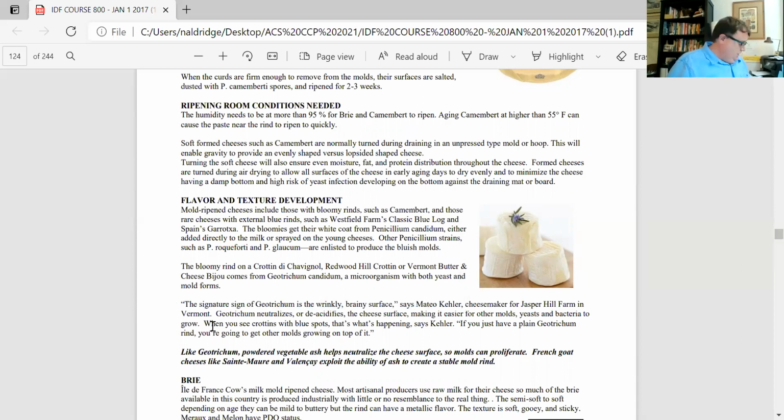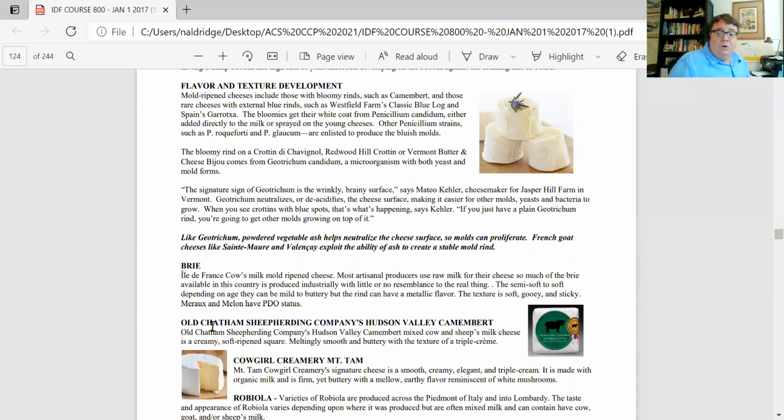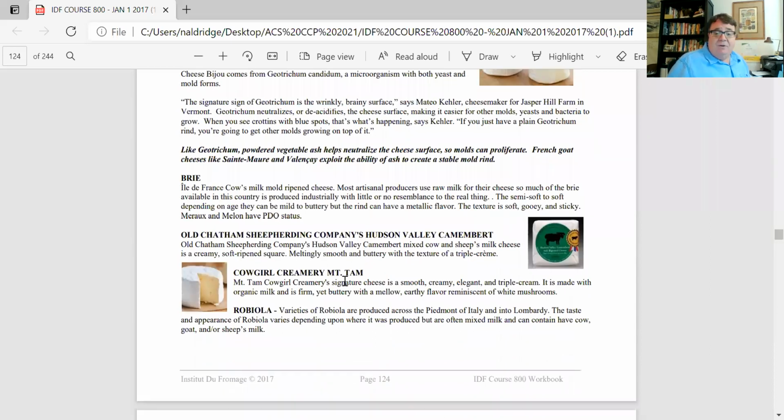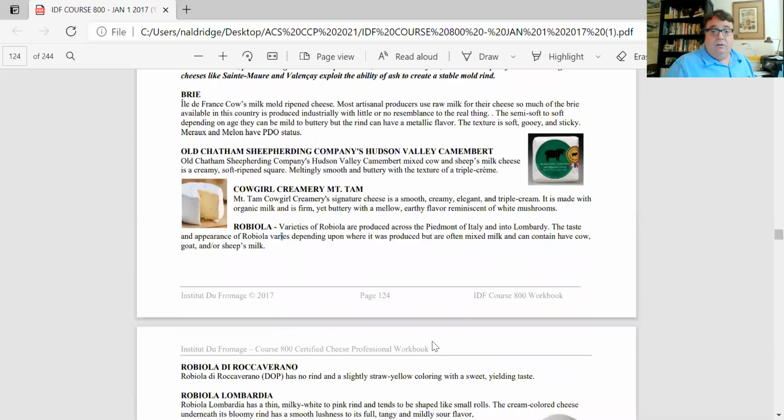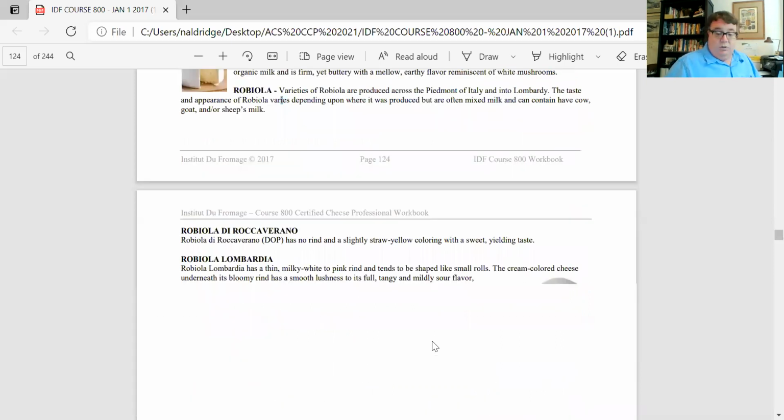And terms as we continue down to the bottom of 124. Oh, Chatham's got a sheep milk camembert. It's beautiful. I would know the term robiola. Robiola is just a term. I would look that up and put that on your things to know. And now we're moving to page 125.